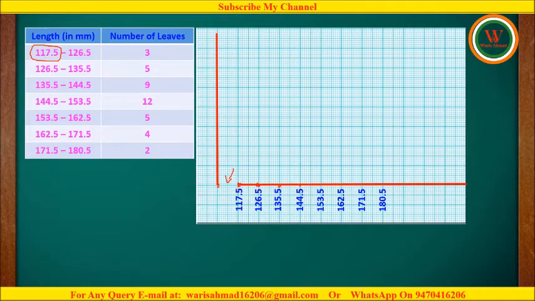So for that, we have to use this symbol. This is termed as a kink. Whenever we have a big difference, in that place we have to use this symbol, which is termed as a kink. After that, we have to label the y-axis.